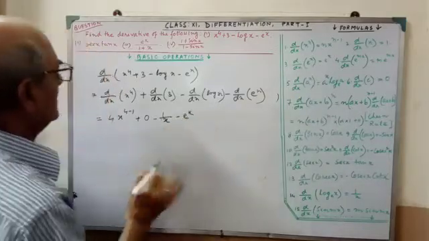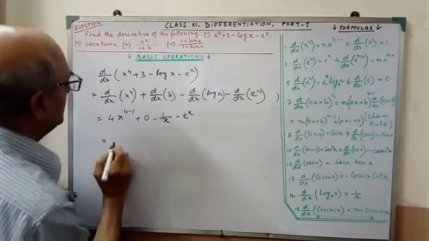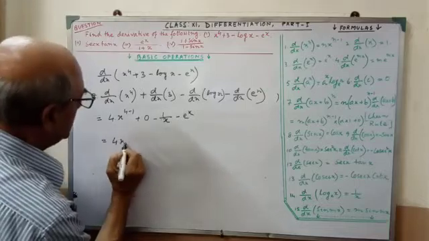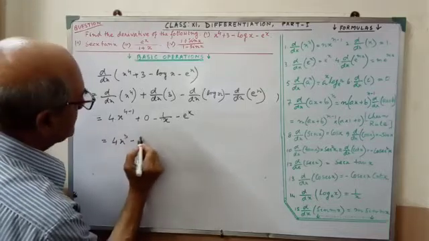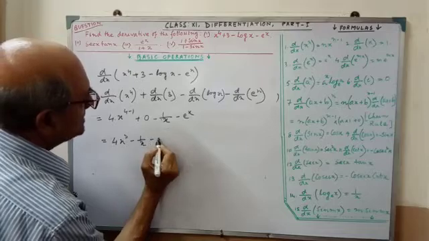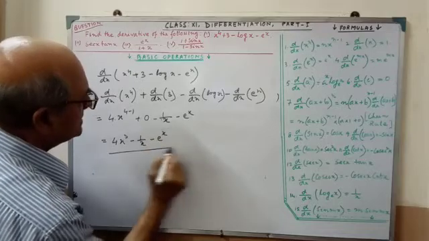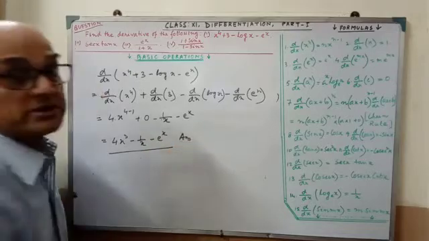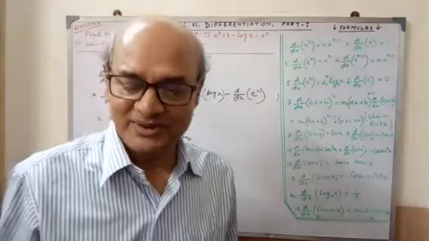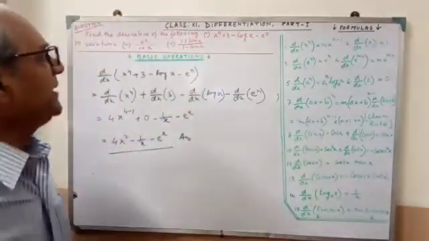Differentiation is finished. Now we have to simplify. That is 4x cube minus 1 by x minus e to the power x. This is the answer. What's the problem? Very easy, no? Okay.